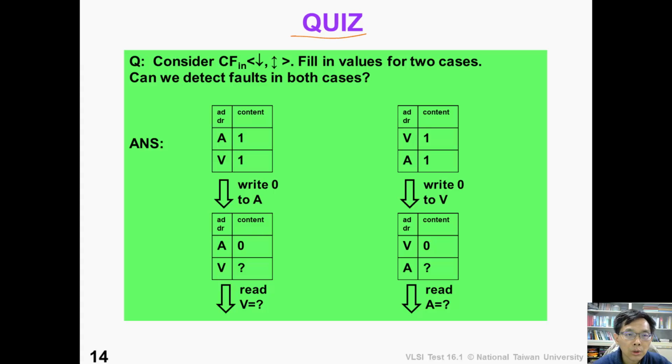Now it's time for you to work on a quiz. Consider this inversion coupling fault. When the aggressor is having a falling transition, the victim cell will be complemented. Please fill in the values for these two cases. In case 1, the aggressor cell is in the first row and the victim cell is in the second row. In this quiz, the victim cell is in the first row and the aggressor cell is in the second row. Can we detect these two faults in both cases? Please now pause the video and work on this quiz.